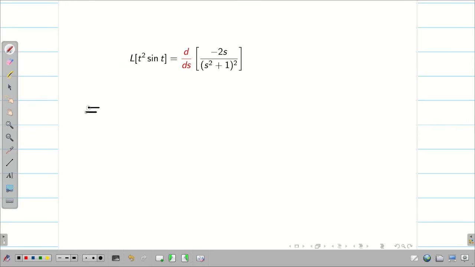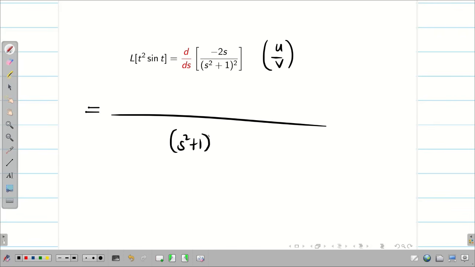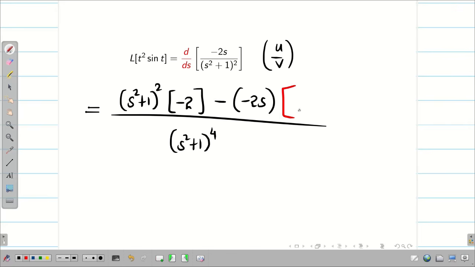Now differentiating this using the u by v rule, my denominator is s square plus 1 whole power 4, because it is already s square plus 1 whole square. So v du: s square plus 1 whole square, differentiation of minus 2s is minus 2, minus 2s. Now I will keep this, and differentiation of s square plus 1 whole square is 2 into s square plus 1, and then differentiation of s square is 2s.